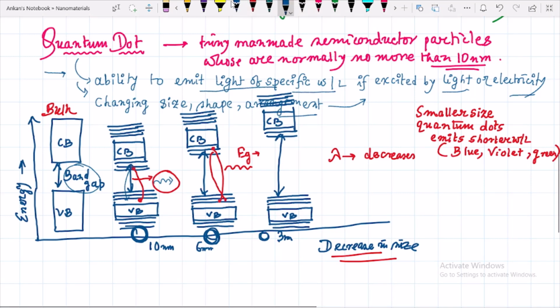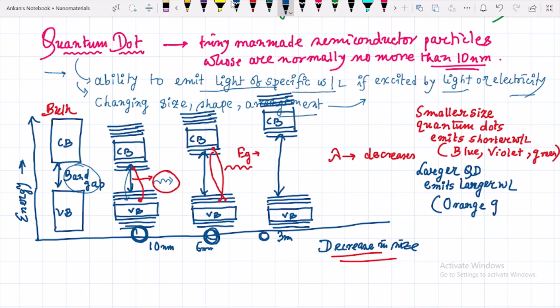Whereas the larger quantum dots emit longer wavelength, like orange, green, sorry, green I have written, orange, yellow, red, etc. So these things are to be noted.